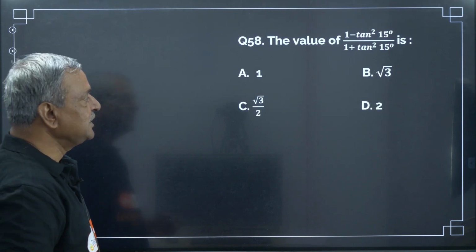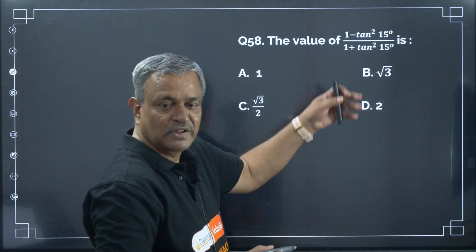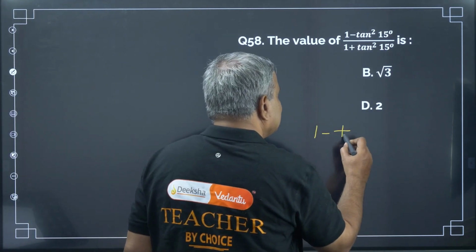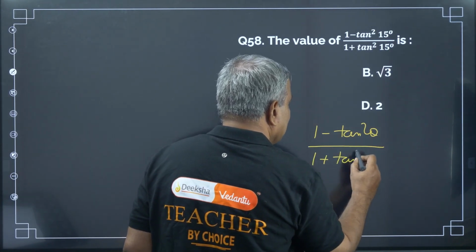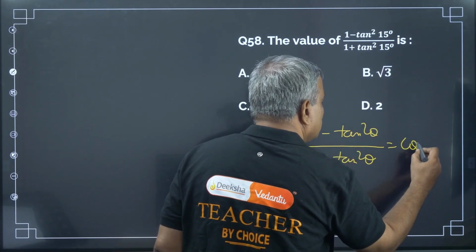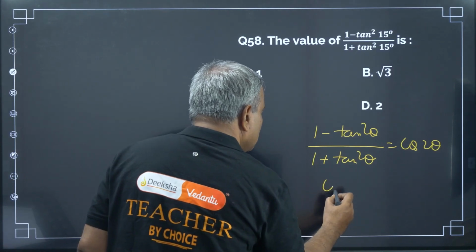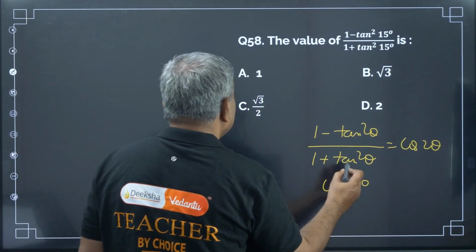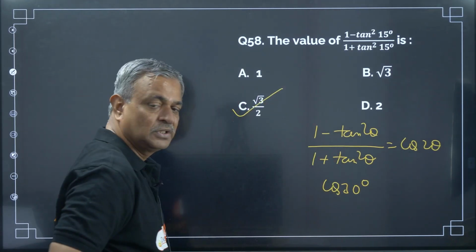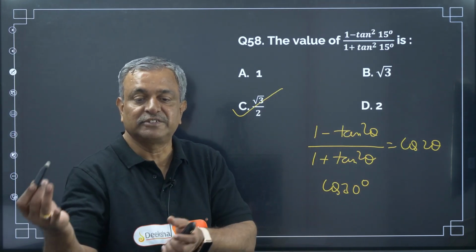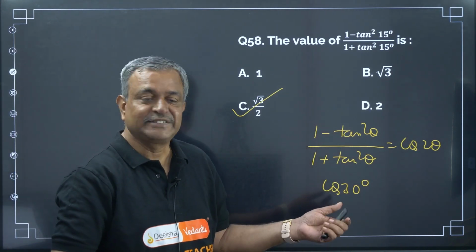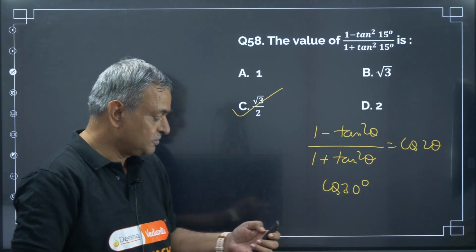1 minus tan square theta by 1 plus tan square theta. It is a form of 1 minus tan square theta by 1 plus tan square theta, which is equal to cos 2 theta. So what we get now? Cos 30 degrees is equal to root 3 by 2. If you don't remember, it's very difficult to solve, tan 15, tan 45 minus 30. It becomes 2 minutes' time, but this hardly takes 10 seconds.